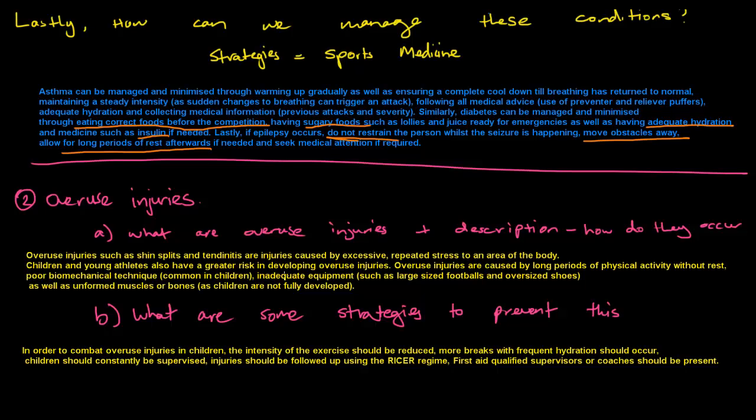So for children and young athletes, the actual problem is that they are much more prone to overuse injuries, because if you imagine a child or a young athlete, their bones are still developing, and they just don't have the same type of strength that an adult has. They have unformed muscles, unformed bones, and it just means that they're not fully developed.